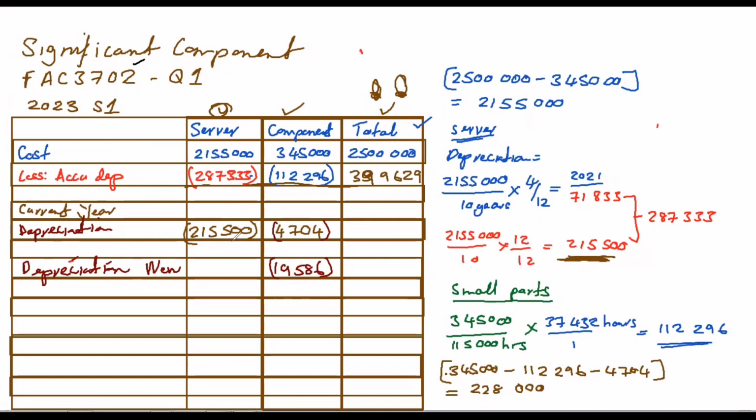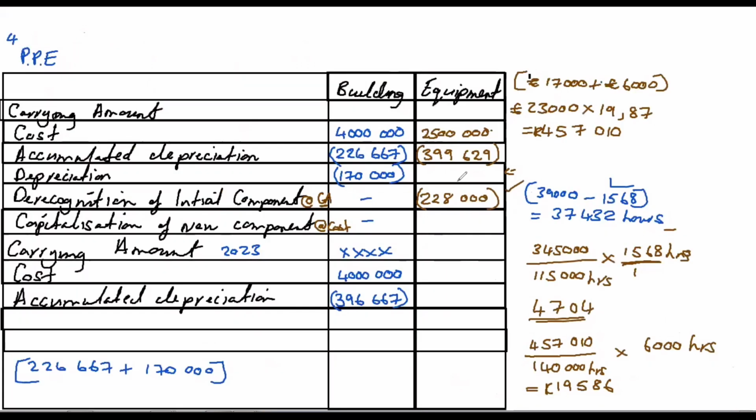So depreciation now for the year will be this plus that. 215,500 plus 4,704 plus 19,586. How much am I getting? I am getting 239,790. You put in brackets. That's a nice extra mark because it's not easy to get there if you don't understand what you're doing.